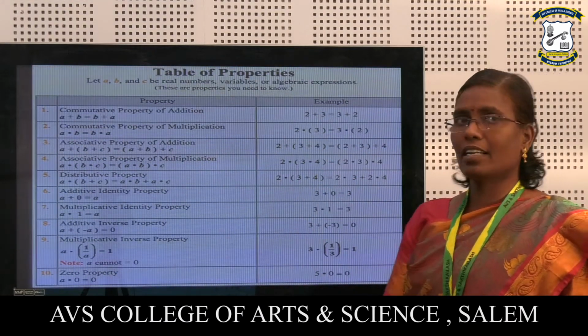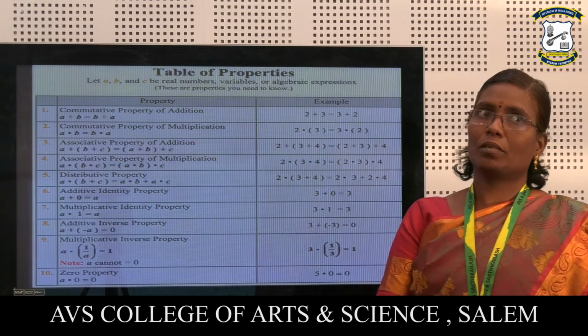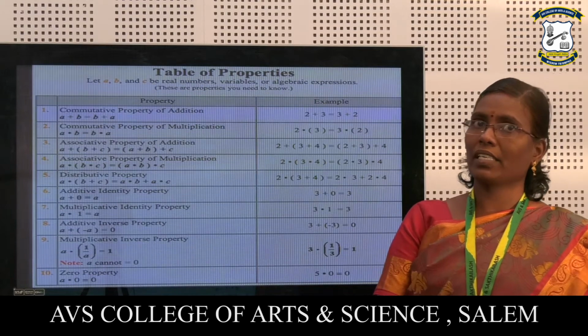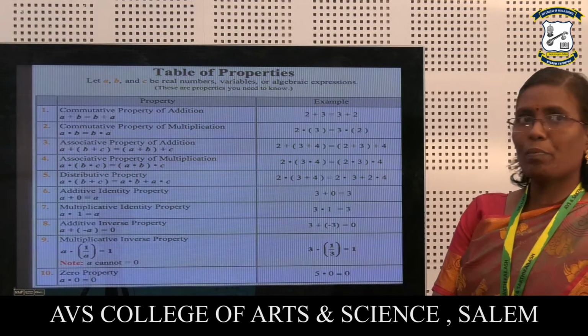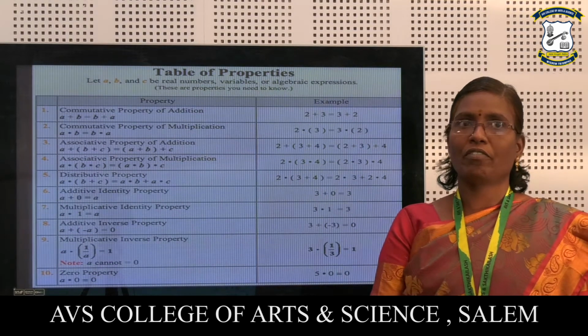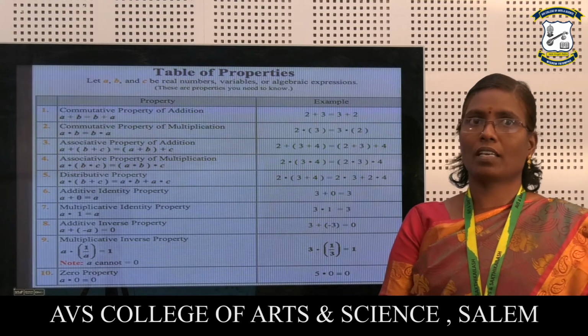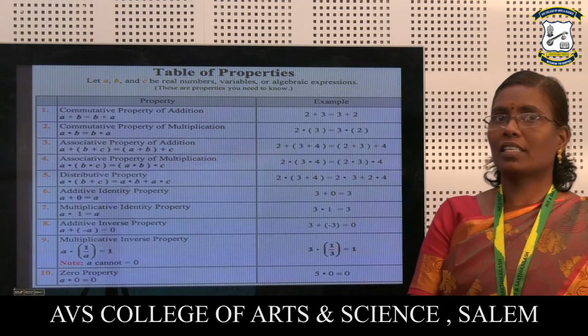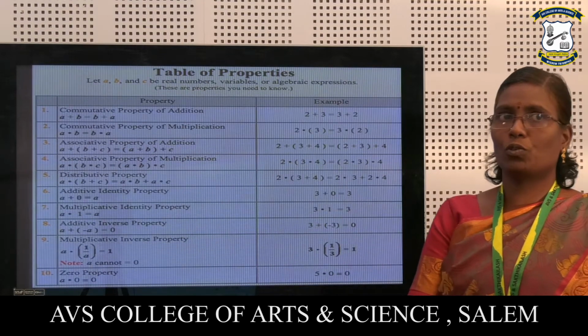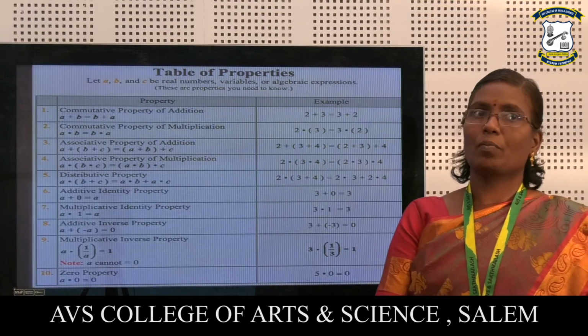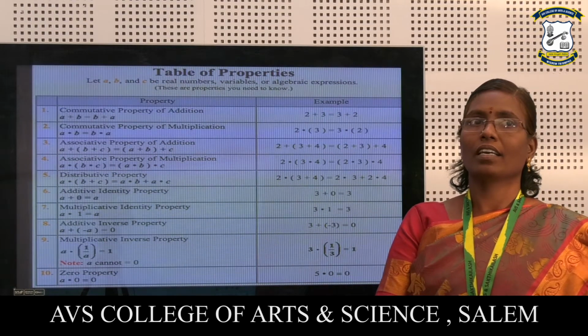Properties of real numbers. Let A, B and C be real numbers, variables or algebraic expressions. First property, commutative property of addition. That is A plus B is equal to B plus A. Example, 2 plus 3 is equal to 3 plus 2. Commutative property of multiplication. A star B is equal to B star A.